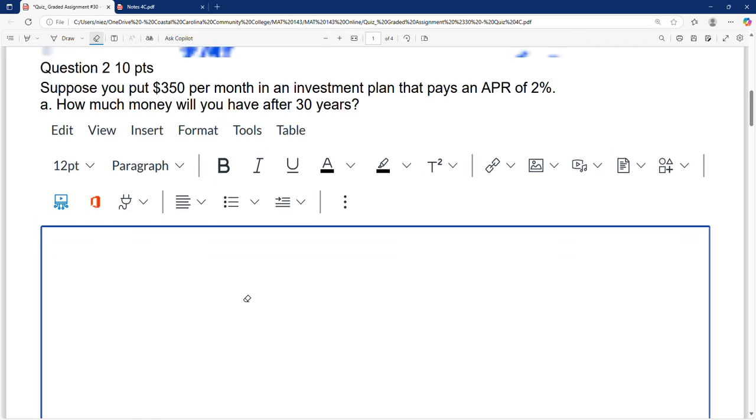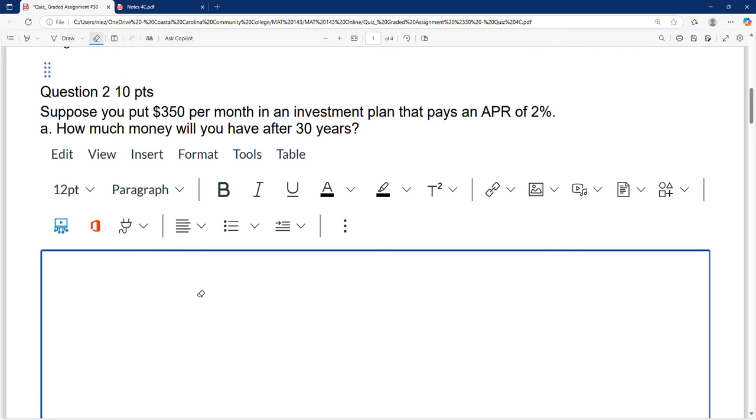Okay, now let's see how you do question one. Question one. Suppose you put $350 per month in an investment plan that pays APR 2%. How much money will you have after 30 years? So how do you do this? This one you cannot calculate by using the simple interest formula, I equal to PRT.